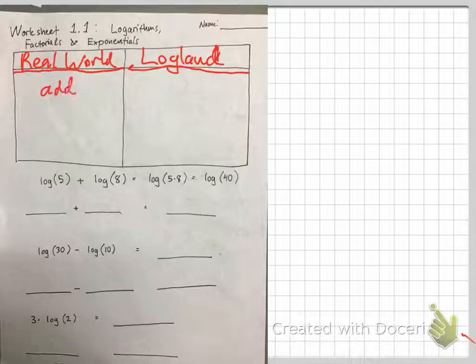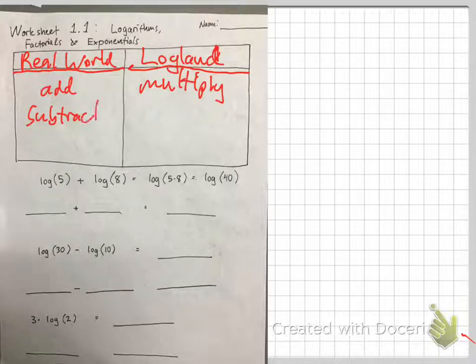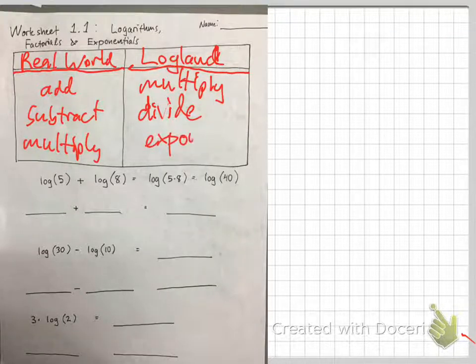So if you're adding something in the real world, then you multiply it inside of log land. And if you're subtracting something in the real world, then you're dividing inside log land. And if you're multiplying in the real world, then it becomes an exponent inside of log land. All right, allow me to demonstrate to you specifically what this means using real examples.